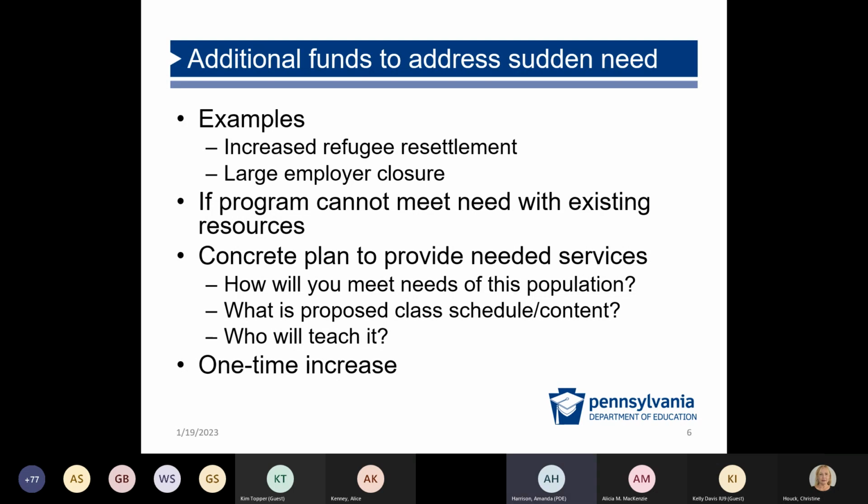If you are experiencing that, it's just not a call that says, hey, we have a refugee resettlement agency that said that they're going to have a whole bunch of people coming in over the next 6 months, so we're going to need more money, right? We really need to have a concrete plan. What is your plan to provide the needed services?